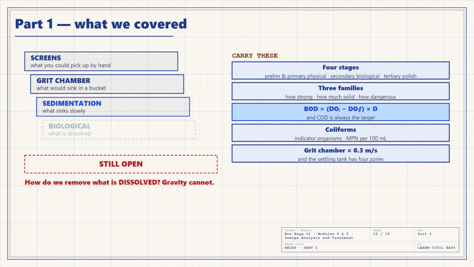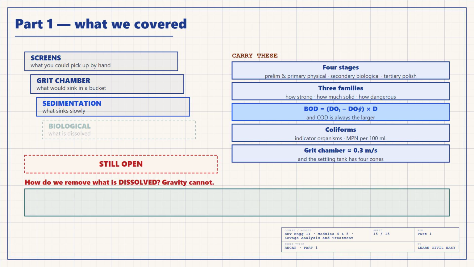Where we meet the activated sludge process, the trickling filter, and the sludge line that deals with everything we have taken out.